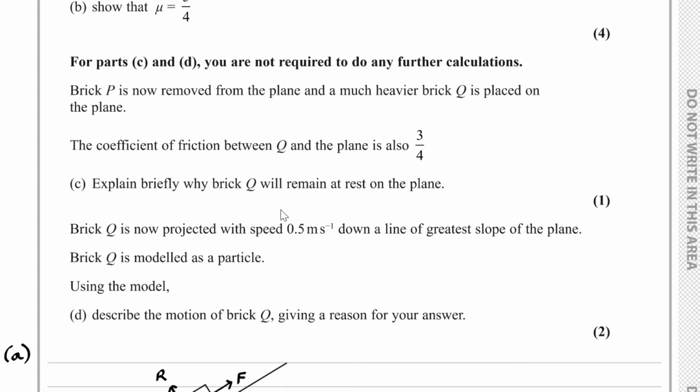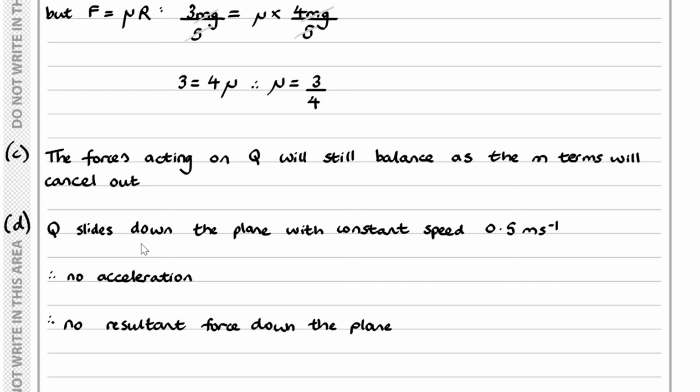Well, here we can assume that the velocity remains constant, and if we have constant speed, then we would have no acceleration, and if we consider F equals ma, we can therefore conclude we have no resultant force down the plane. So Q slides down the plane with constant speed 0.5 meters per second, and because we have constant speed, we can therefore conclude we have no acceleration, and if we have no acceleration, thinking about F equals ma, we can therefore conclude there's no resultant force down the plane.